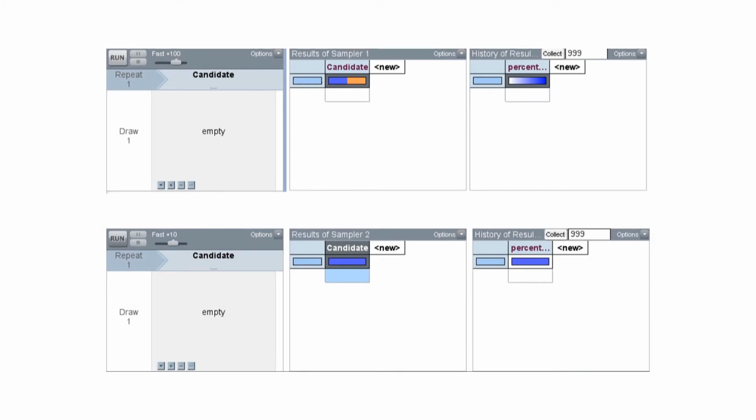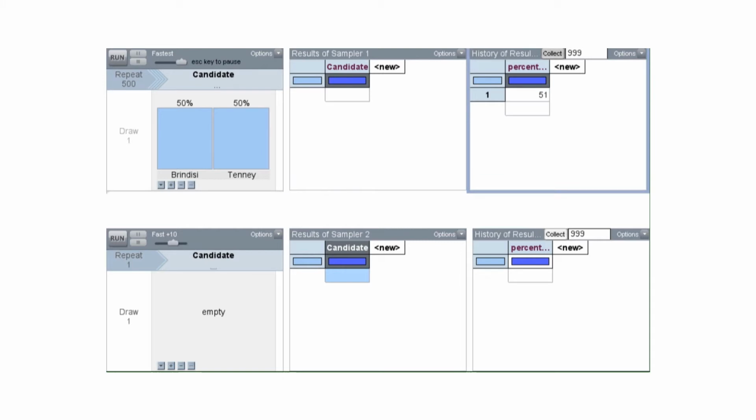First, we'll build a sampling distribution based on the null hypothesis. So we'll set up a model where 50% of the votes go to Brindisi and sample 500 voters at a time. Then we'll repeat this many times. Here we'll do 1,000 repetitions.